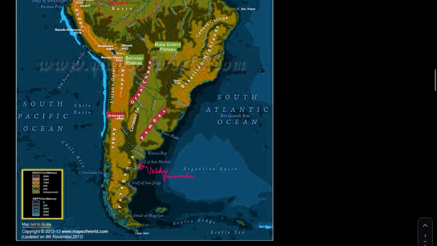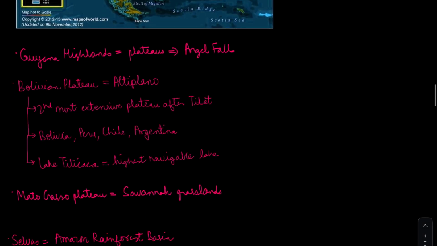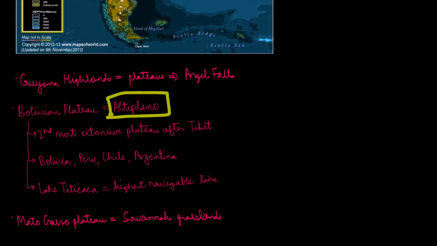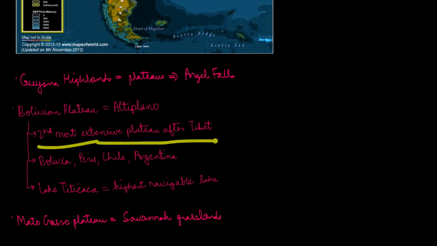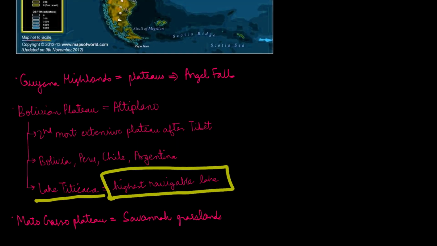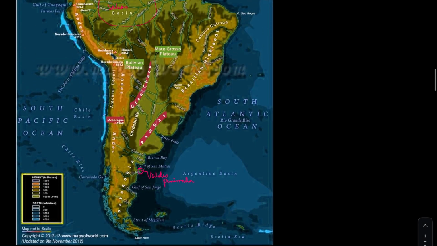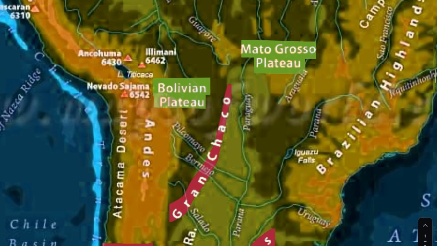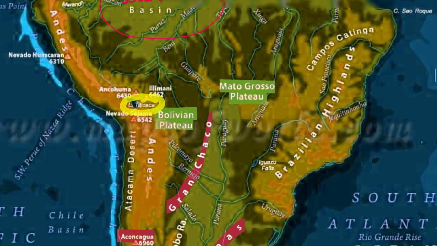Moving over to the Bolivia Plateau. This is the Bolivia Plateau, also called the Altiplano, the second most extensive plateau after Tibet. The first one is Tibet, and this is the second most extensive. It lies in the countries of Bolivia, Peru, Chile, and Argentina. These four countries. It has Lake Titicaca, the highest navigable lake. Over here it is visible, Lake Titicaca, the highest navigable lake.